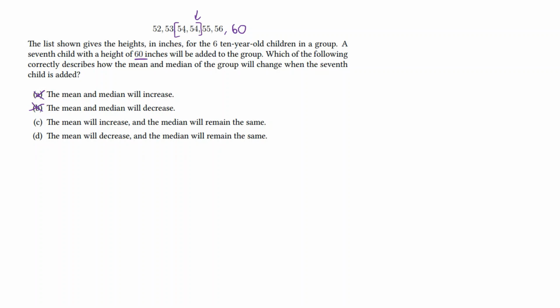Considering 60 is greater than all the rest of the data points and is therefore an outlier up top, this is going to pull the mean up instead of down. Thus, the mean increases while the median stays the same.